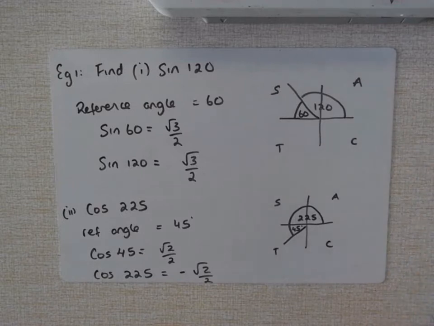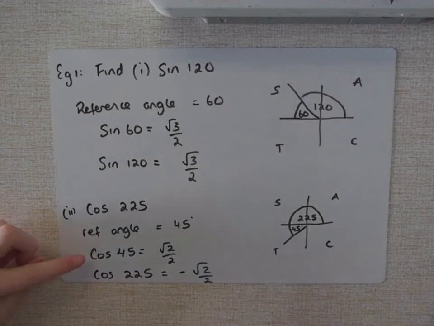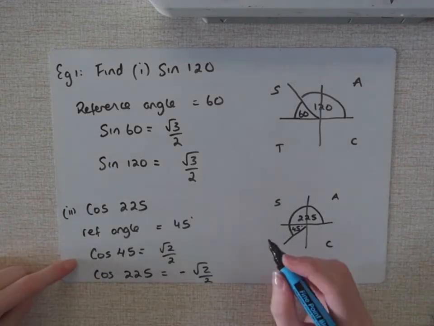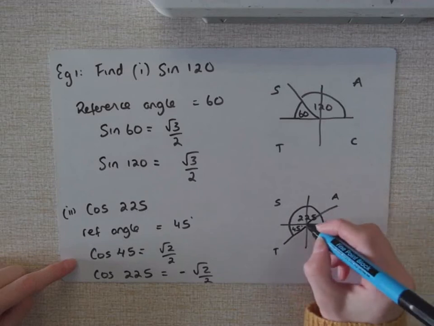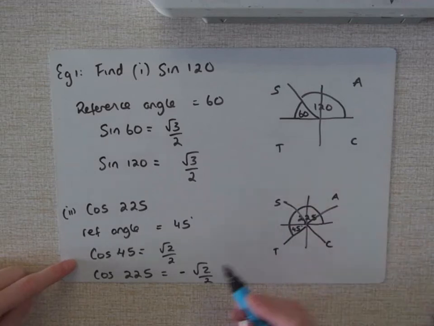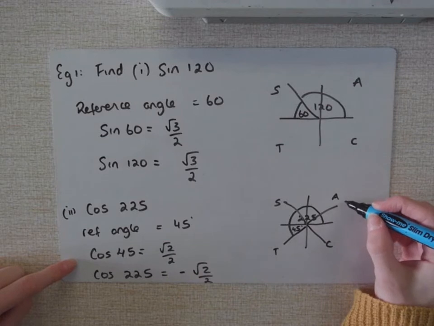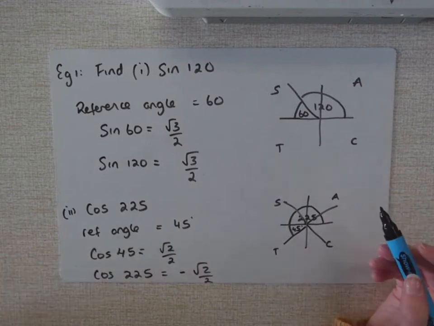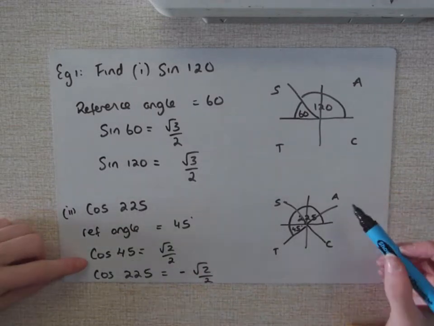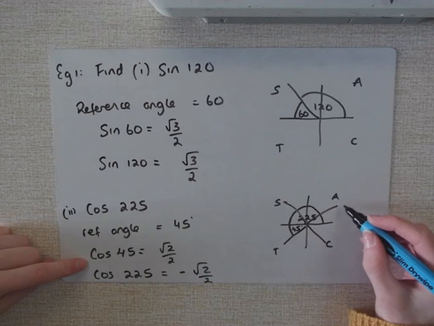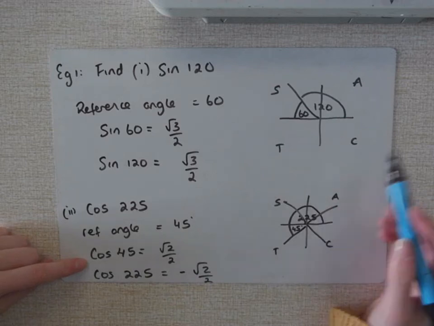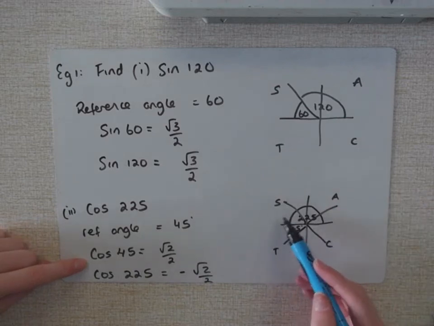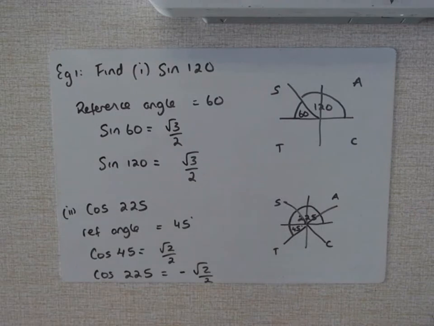How did the cos get the same? So that's what I'm saying. 45 anywhere, so 45 there, and 45 there, they're all the same, root 2 over 2. So it's either here, it's a plus root 2 over 2 if we're talking about cos, okay? So this would be cos of 45, plus root 2 over 2. Over here, it would be a minus root 2 over 2, okay?